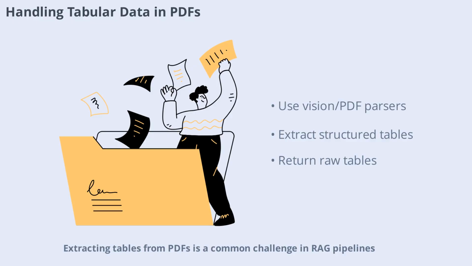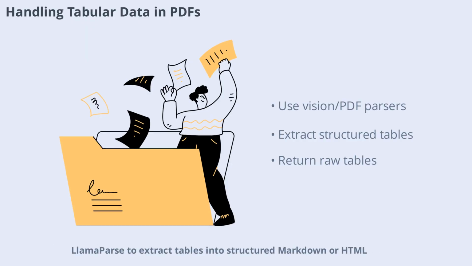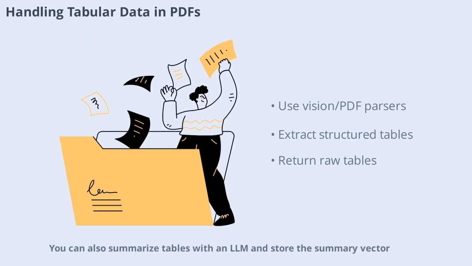Extracting tables from PDFs is a common challenge in RAG pipelines. Standard text parsing often destroys table structure, making the data unreadable. To solve this, use layout-aware vision or PDF parsers like Unstructured or Llama Parse to extract tables in structured markdown or HTML. You can also summarize tables with an LLM and store the summary vector, but always return the raw table in the final prompt for accuracy.